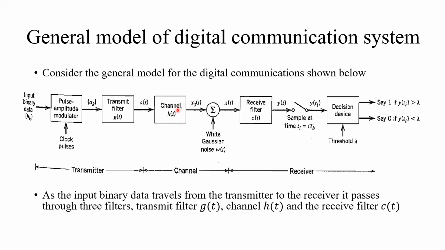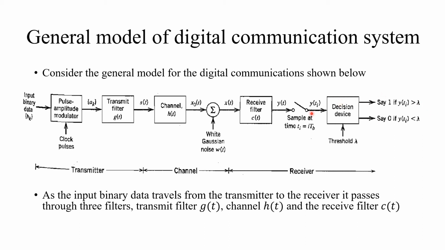The channel will have an impulse response of h(t), and in the channel the signal will get added to white Gaussian noise, represented by w(t). So this x(t) will be a mixture of s(t) and w(t). In the receiver section you will have a receiver filter having an impulse response of c(t), and the output signal will be represented by y(t). This y(t) signal is sampled at time intervals t_i = iT_b, and then after sampling it is fed to a decision device. The decision device is already set with a predefined threshold value lambda. The sampled value and this threshold value are compared, which is the operation of the decision device. After comparing, the decision device will decide whether it is a 1 or a 0.